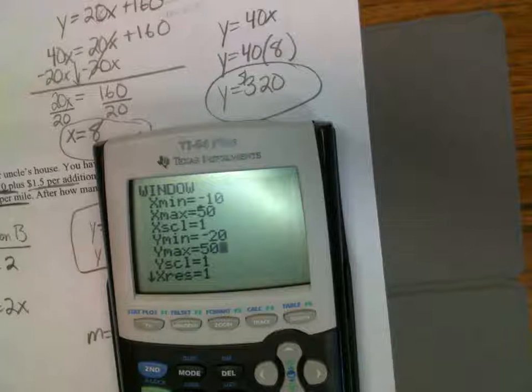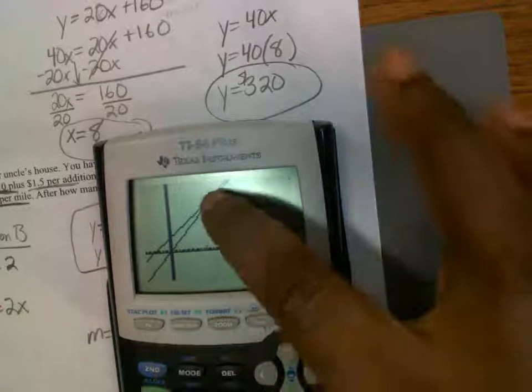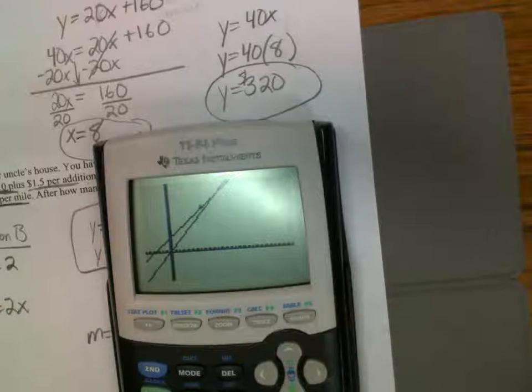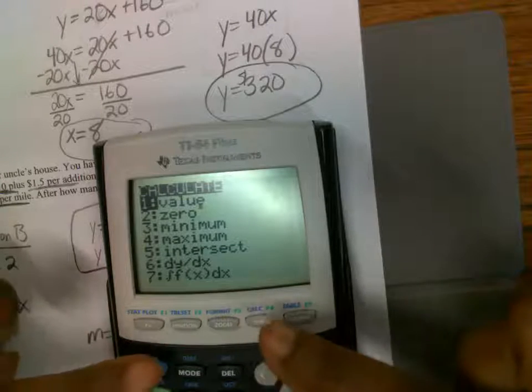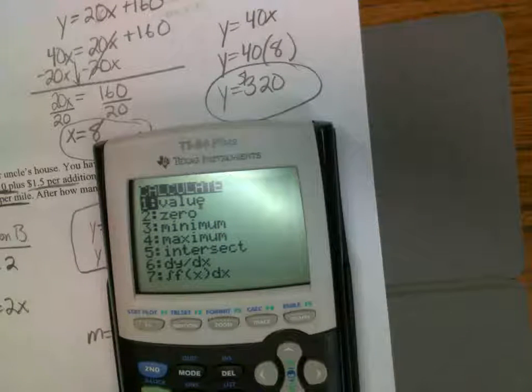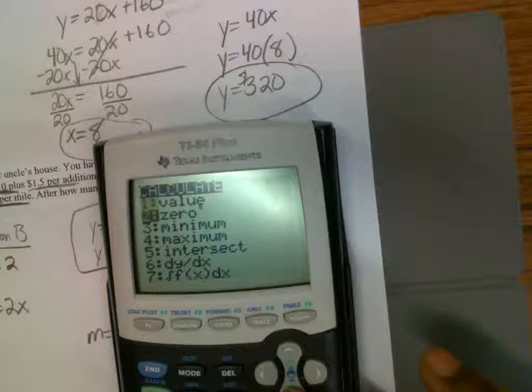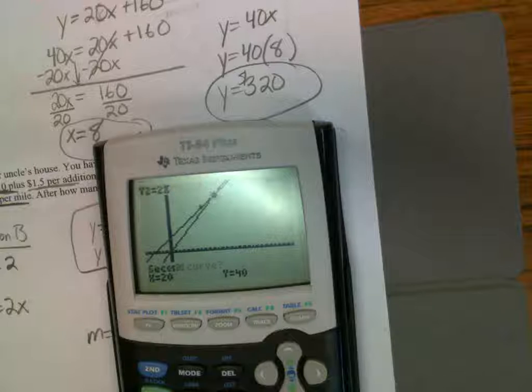After I adjust my window or my coordinate plane, I press graph. And it crosses up here somewhere. So in order to figure out what that point is, I press the second trace button. That's how I get these options. Then I choose intersect because I want to figure out where it crosses. After I press intersect, I just press enter 3 times. 1, 2, 3. I press enter 3 times, and my answer is at the bottom of the screen.